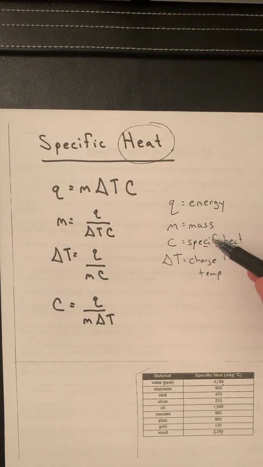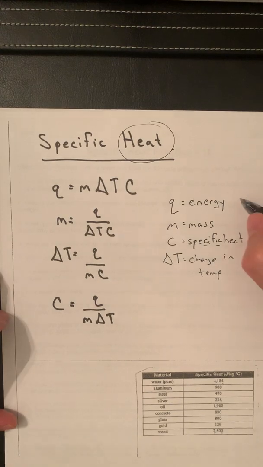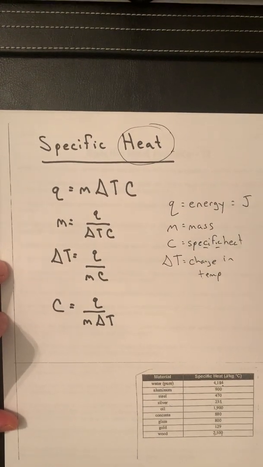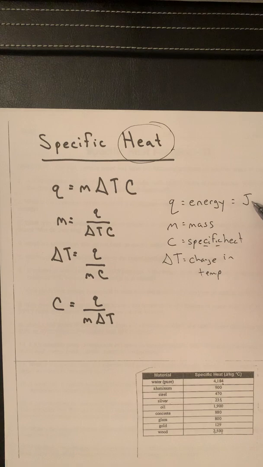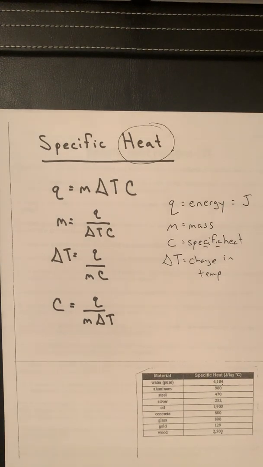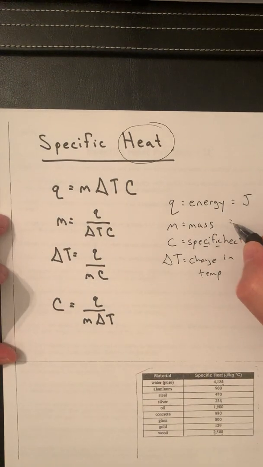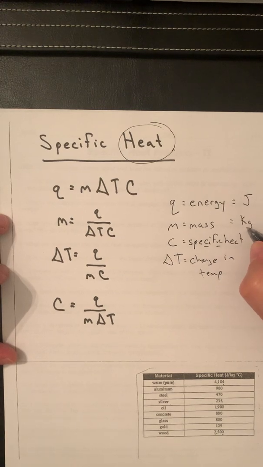So these abbreviations all have their own units, or what we'd measure them in. Joules, just capital J, that's the unit that we're going to be using for energy throughout this specific heat unit. Mass, primarily kilograms.